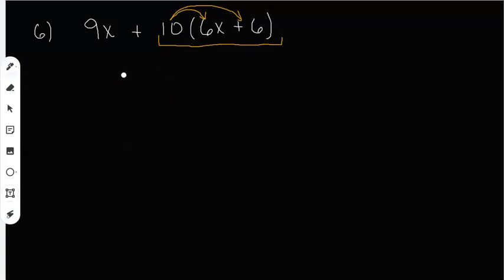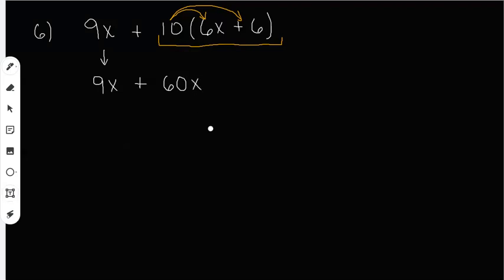The first thing I'm going to do, though, is bring down the 9x. It's just kind of hanging out by itself, so I'm going to bring it down to my final answer. And I'm going to put a plus in the middle. Okay. So now let's do the distributive property. I've got 10 times 6x. That's going to give me 60x.